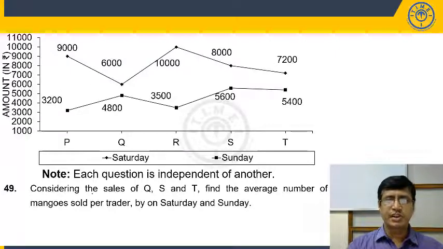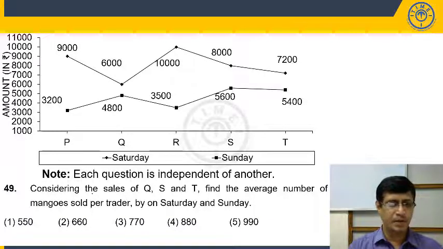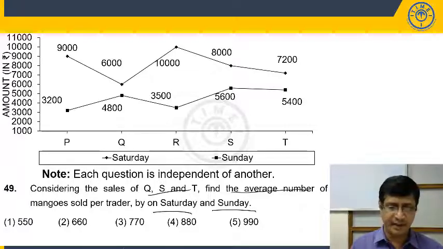Yes, my dear students, next question on your screen, question number 49. Considering the sales of Q, S, T, find the average number of mangoes sold per trader on Saturday and Sunday. So what we need to find? The average of Q, S, T.